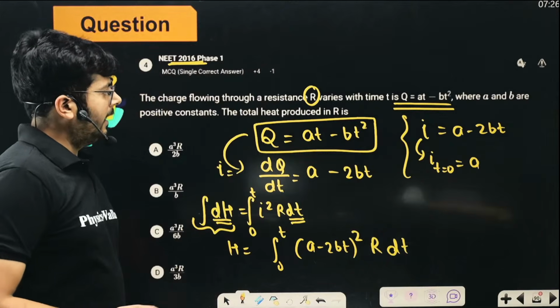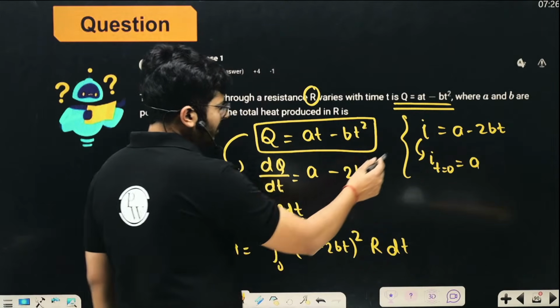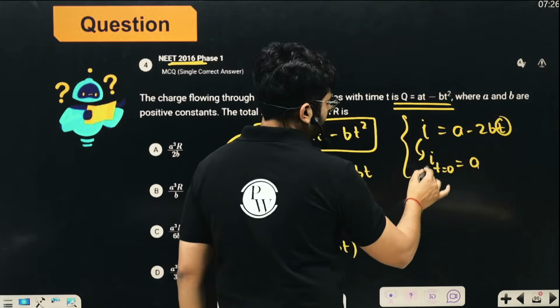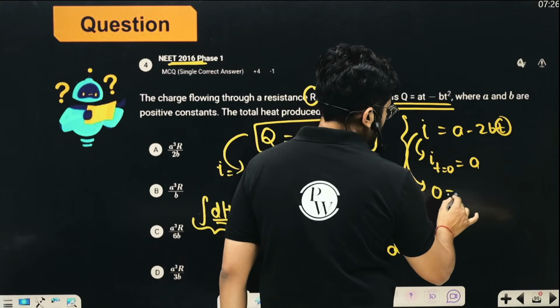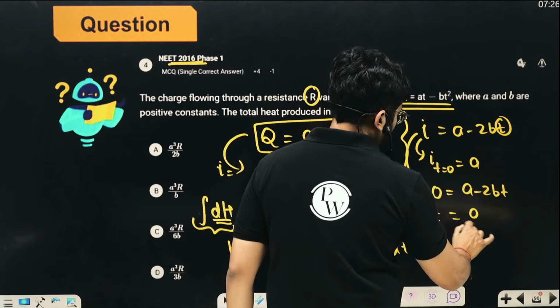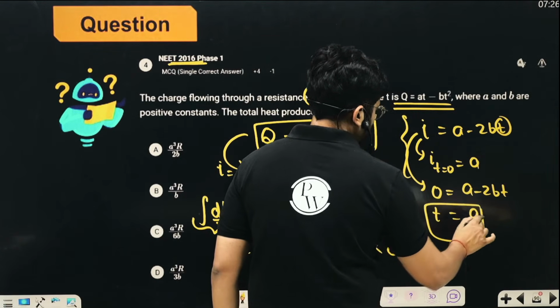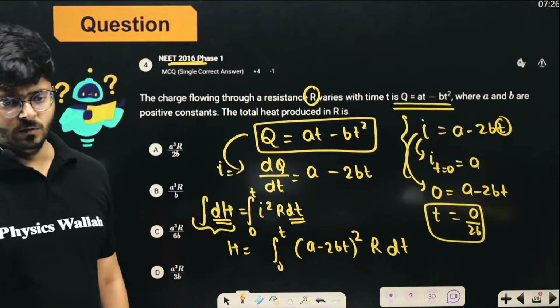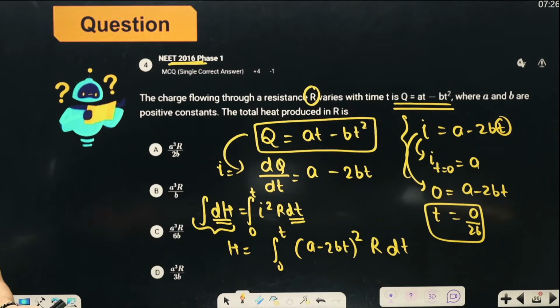Okay. And at what value of time will the current be 0? Let's say we put the value of current equals 0. So a minus 2b into t equals 0, so t will be a upon 2b, right? So at this value of time the current will be 0. I hope it is very, very clear, right?